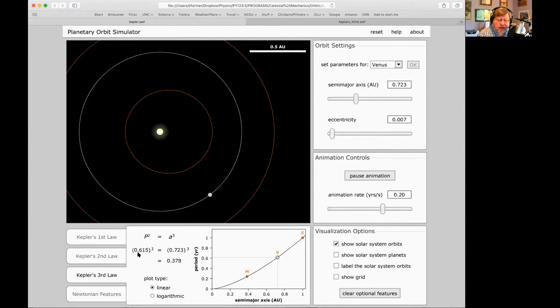And so here's Venus, 0.615, which is the period in years. And the distance from the sun is 0.723. Square that and cube that, and you get 0.378. So they follow that curve exactly. Okay.